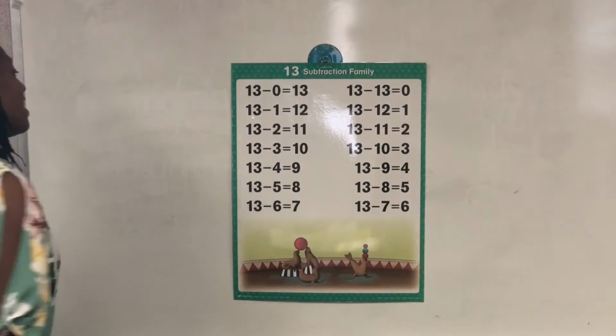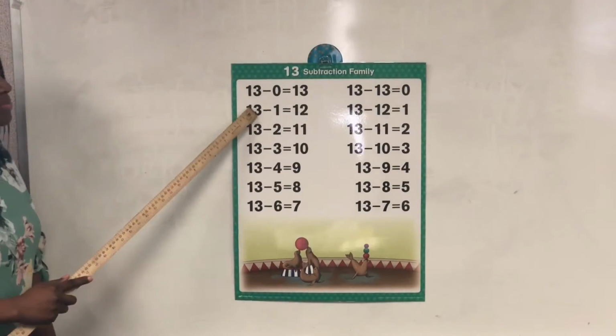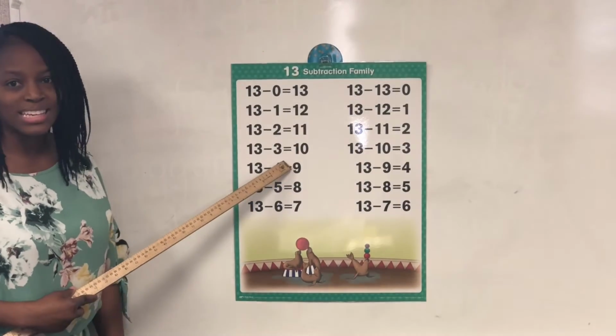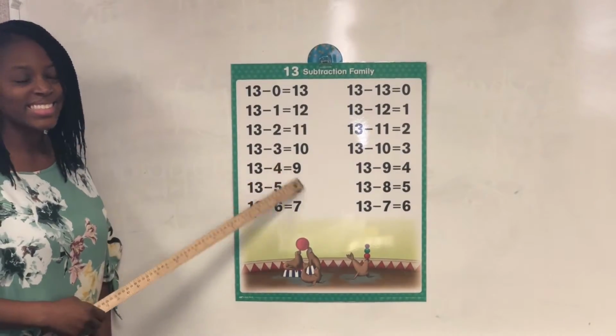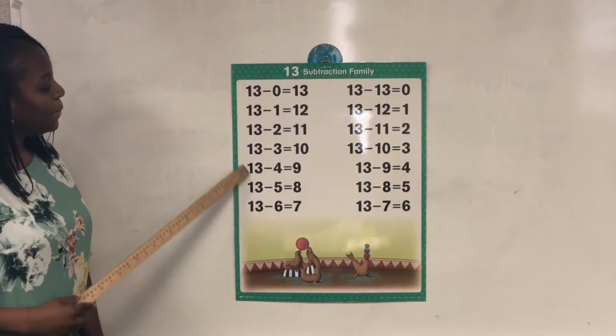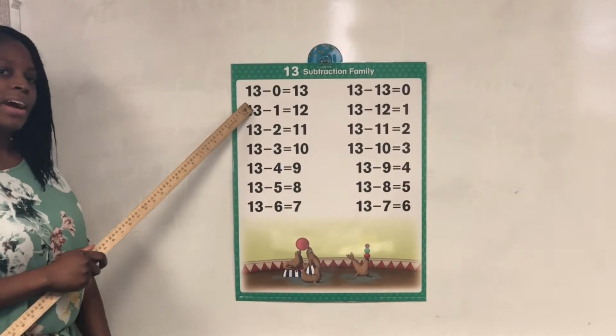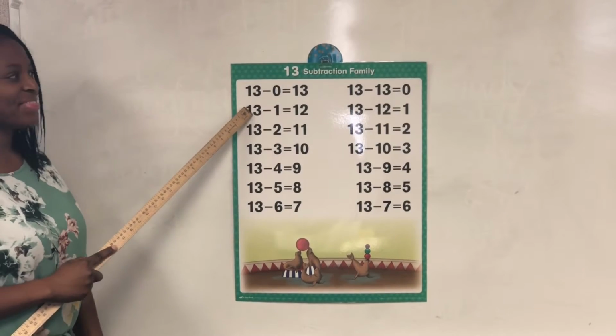All right, boys and girls, thank you for reviewing our measure sentences together. Let's move on to our 13 subtraction family. All right, boys and girls, why do we call this the 13 subtraction family? Because all of the combinations start with 13. All right, let's go ahead. Remember to clap at the end.